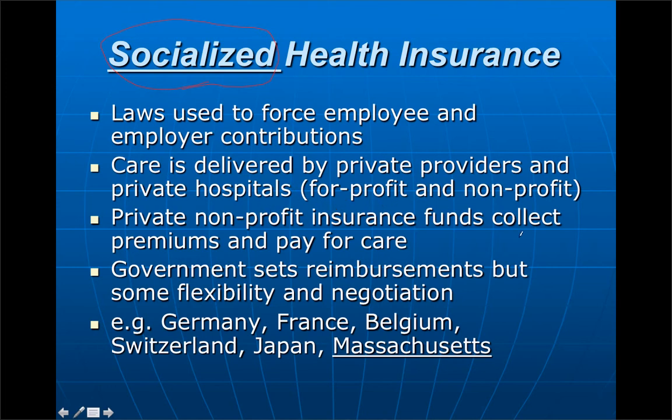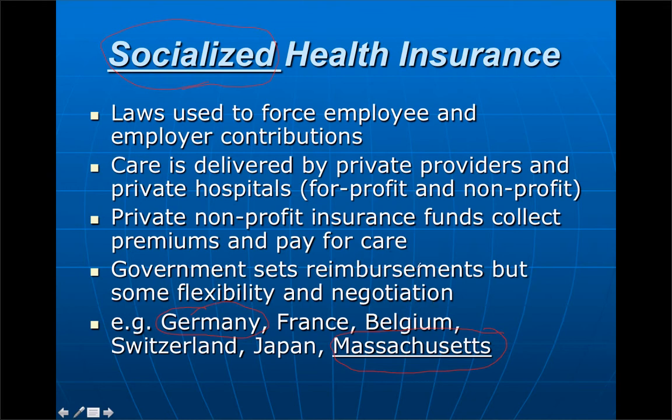The money is allocated not by the government. There's not a single payer system, but it's run by not-for-profit insurance funds that are authorized by the government. And the government sends the reimbursements, but there's some flexibility as companies compete with each other for patients and can negotiate different reimbursement rates. And this is, Germany championed this. This is sometimes called the Bismarck system, but it's used in a lot of countries, in developed countries. And it's the system that Mitt Romney put into place in Massachusetts, which became the model for the U.S.